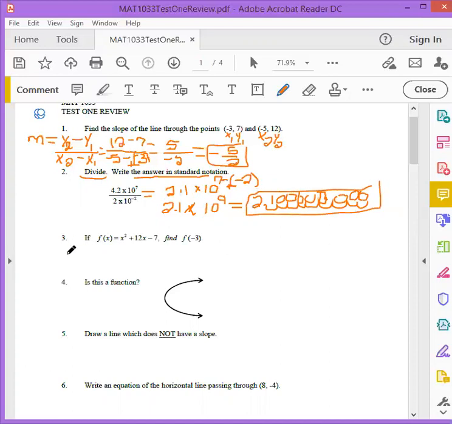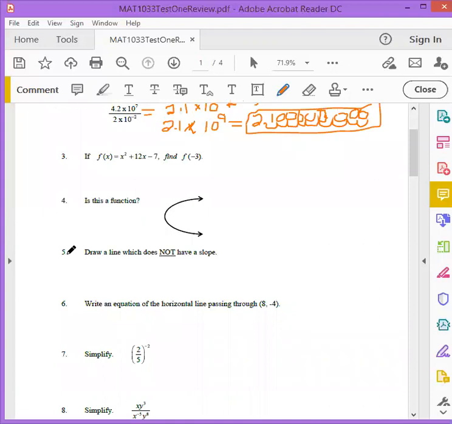Okay. Now the next example, if f of x equals x squared plus 12x minus 7, we want to find f of negative 3. So everywhere x is, we're going to replace it with negative 3. So f of negative 3 equals negative 3 squared plus 12 times negative 3 minus 7.